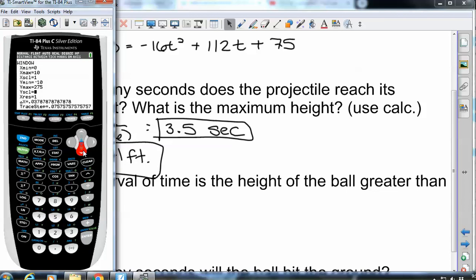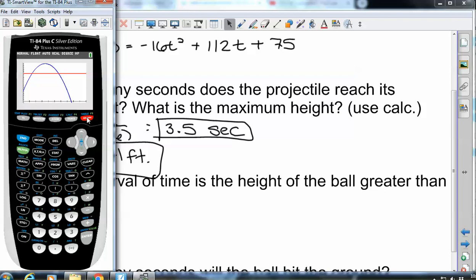Underneath that you have YSCL. That's your scale. It's what it's counting by. I'm just going to switch that to 10 just to help speed up my calculator a little bit. And then let's hit graph and see if we get what we need. So there is my parabola. And there is my 200.